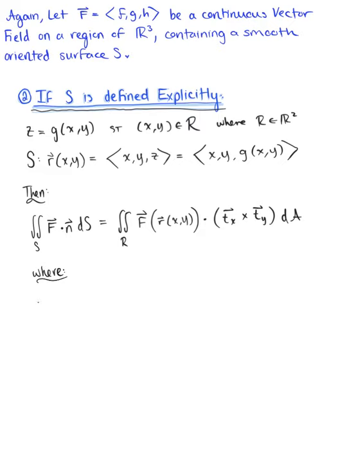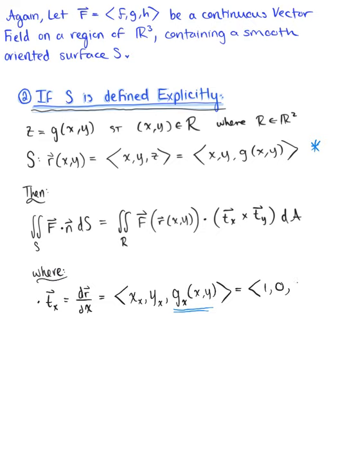So this is where we have the tangent vector in the x direction, which is defined as the partial derivative of vector r with respect to x. And so using our parameterized surface, we can see that this tangent vector has components the partial derivative of x with respect to x, the partial derivative of y with respect to x, and then the partial derivative of the function g with respect to x of x, y. And we can simplify this. We know, of course, that the partial derivative of x with respect to x is 1. The partial derivative of y with respect to x is 0. And then we can rewrite the partial derivative of the function g with respect to x as simply the partial derivative of z with respect to x.